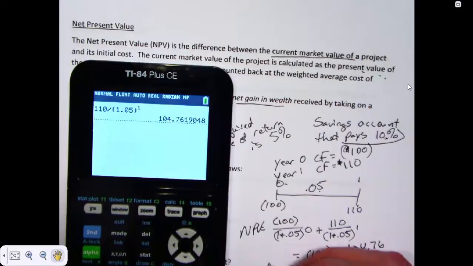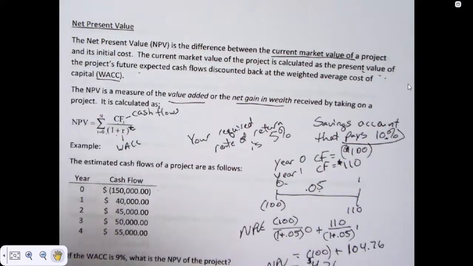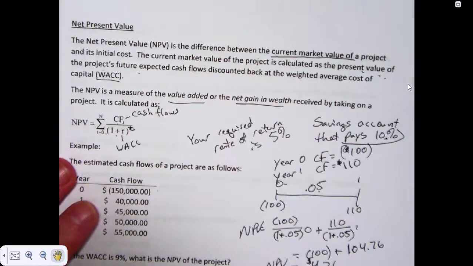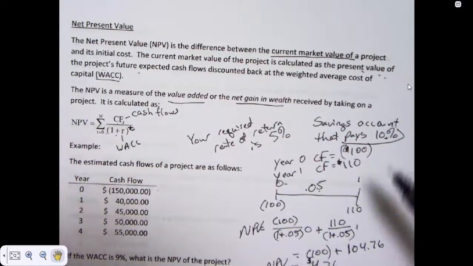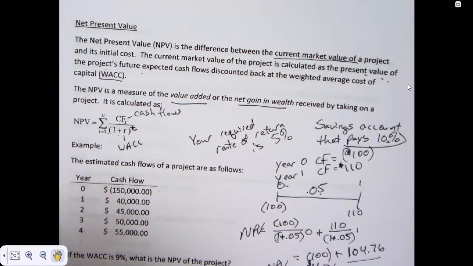So my NPV is equal to $4.76. Okay. So this project would be acceptable because your required rate of return is 5%, sorry. It's actually going to pay you $110 or 10%, and we discount that back to today, and the present value of that $110 discounted back at 5% is 104.76. And so our net present value is the 104.76 minus our initial investment to give us $4.76. Okay.